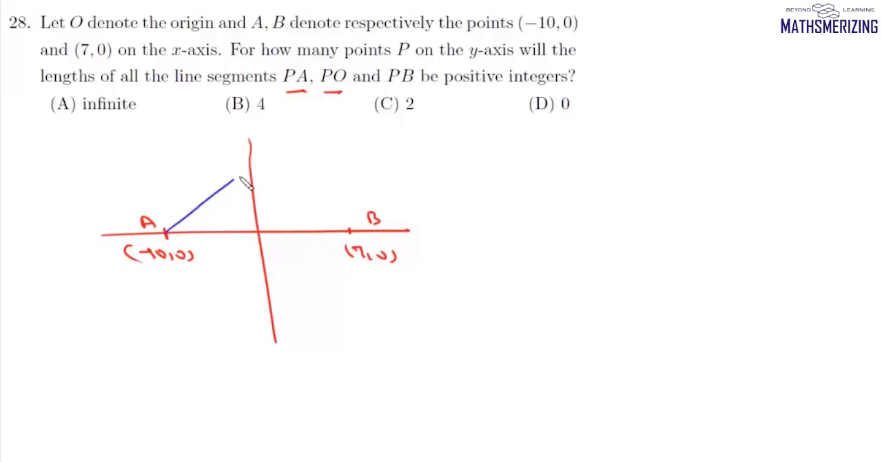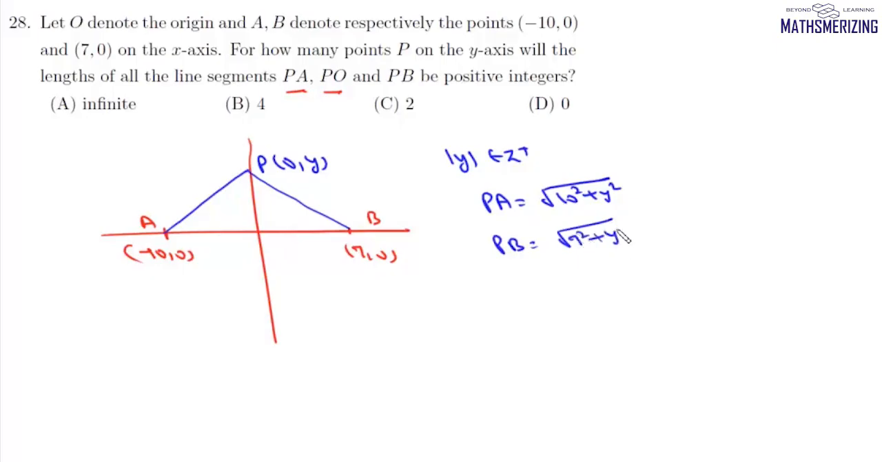So we have points on y-axis. So let this point be 0, y. Now it says PA, PO and PB must be positive integers. So that means mod of y should be positive. Now what's PA? PA is under root of 10 square plus y square, and PB is under root of 7 square plus y square, and all these 3 lengths must be positive numbers. Now we need to find how many such y's exist. Now we'll take this as m, and we'll take this as n.